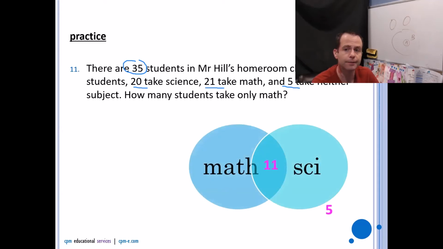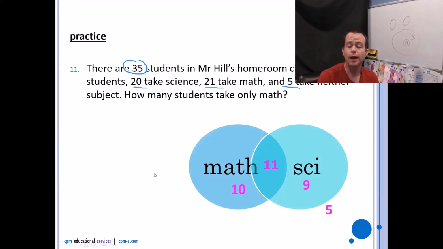Now that I have 11 in the overlap and I've established that, I go back and I say, okay, 20 takes science. Well, that means this whole circle here has to add up to 20, but I already have 11 taken care of. So in the only science section here, there'll be a 9. Then I have 21 taking math, but again, in this whole math circle, I have 11 taken care of. So there'll be 10 taking only math.